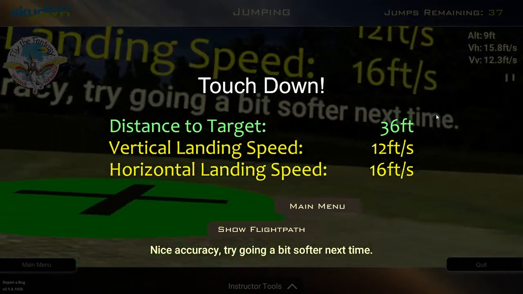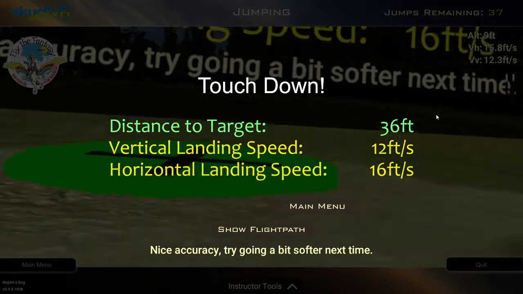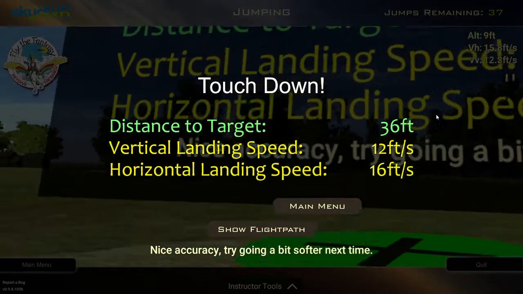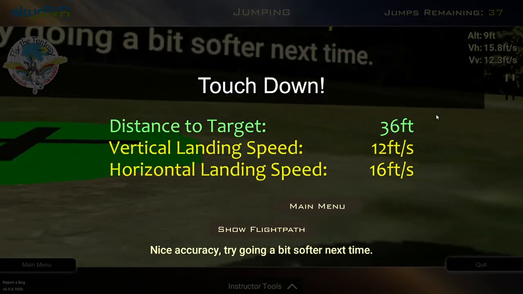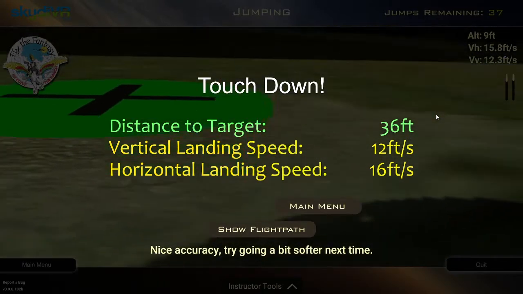So, well, it's complaining that I landed hard. I think maybe I flared a little bit low for what the simulator wanted, but all in all, pretty good. So let's try another one with the crosswind going in the other direction and take a look at that.